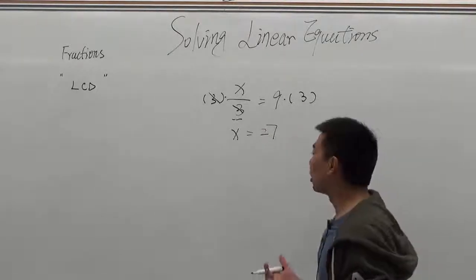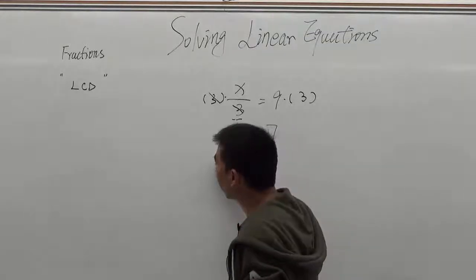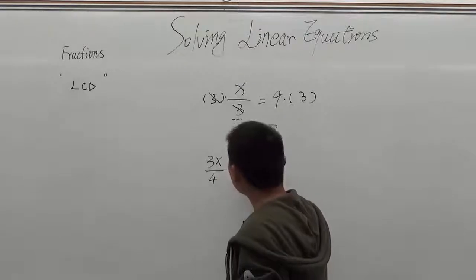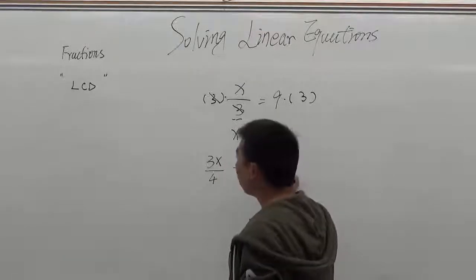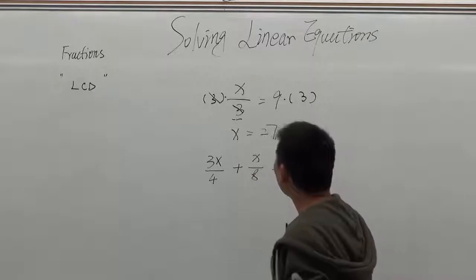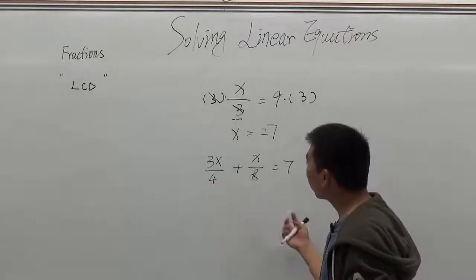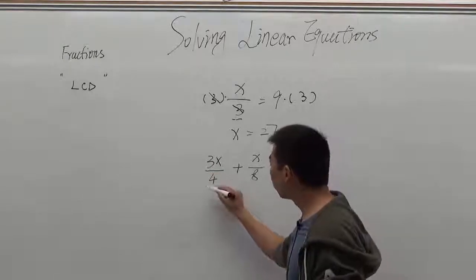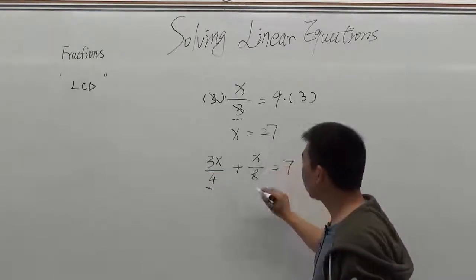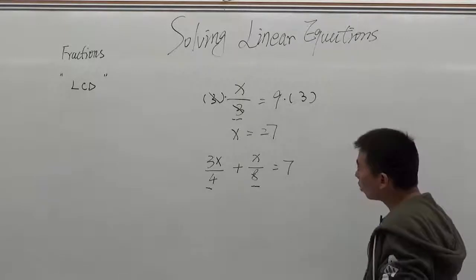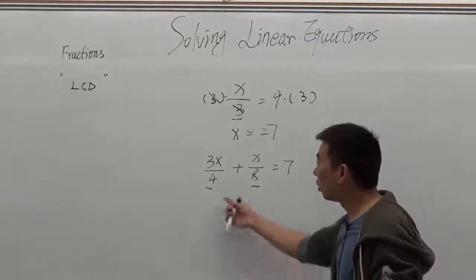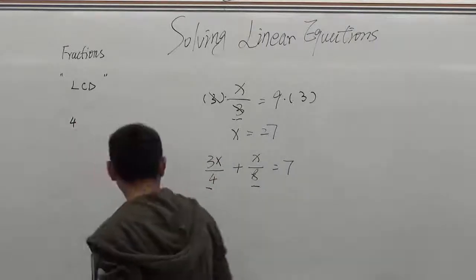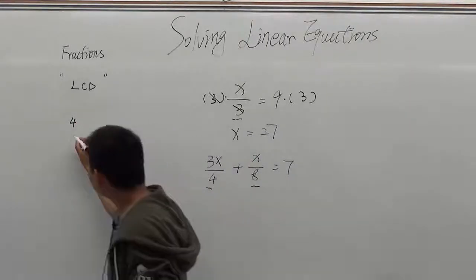Most of the fractions are not easy. For example, we have 3x over 4 plus x over 8 equals 7. Like this, we have two fractions here. Here we have 3x over 4, and here I have x over 8. The first step, we're going to look at the denominators. The first one is 4. The second one is 8.